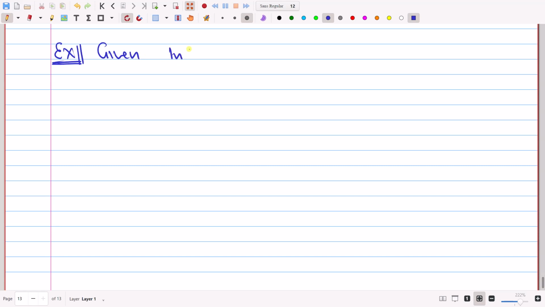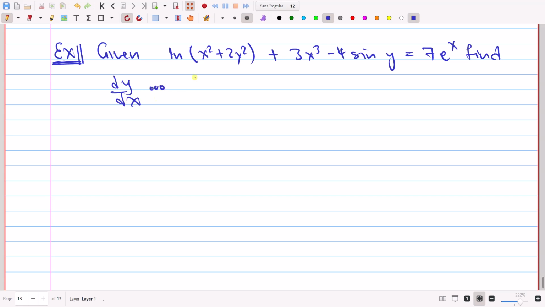Given ln of (x squared plus 2y squared) plus 3x cubed minus 4 sine y equals 7e^x, find dy/dx. So how can we deal with this now? This is how we proceed.